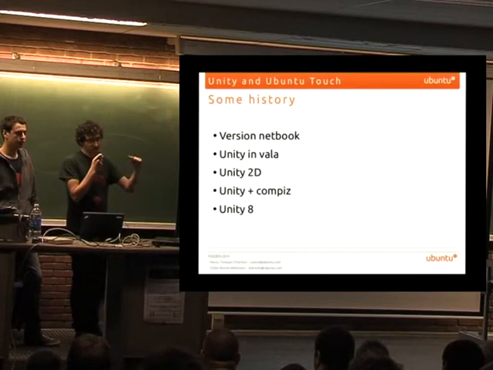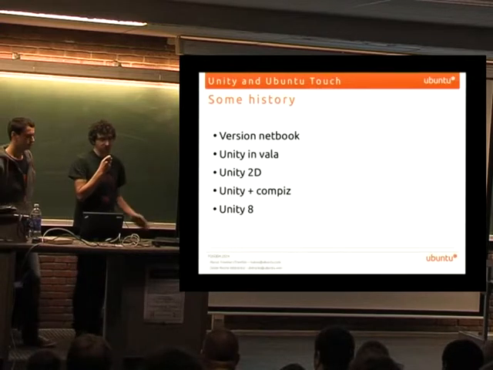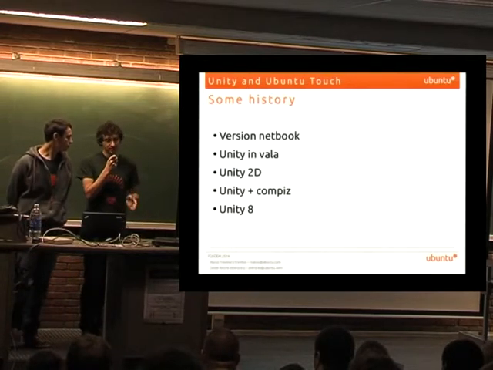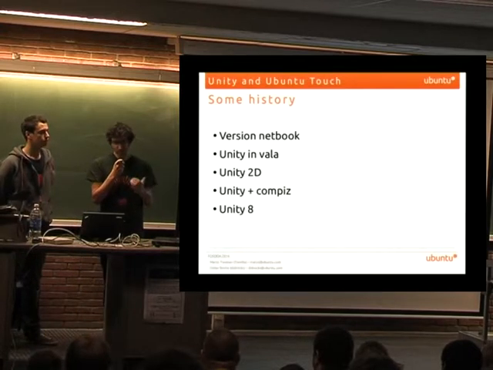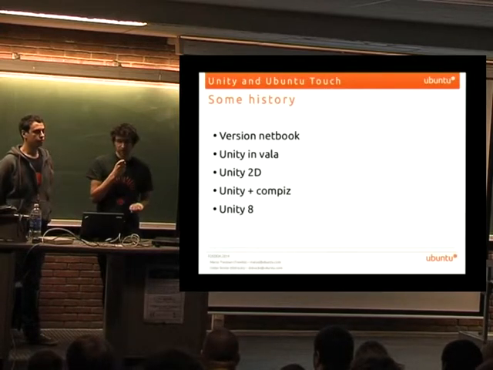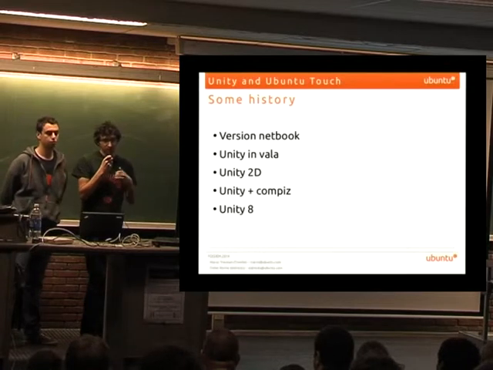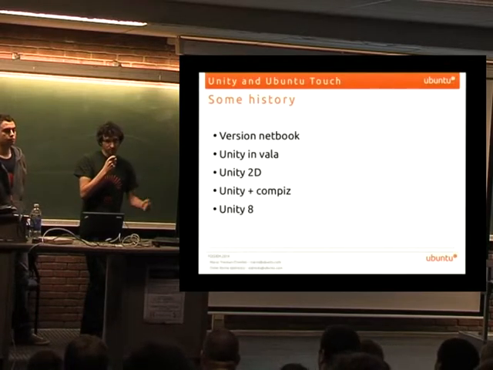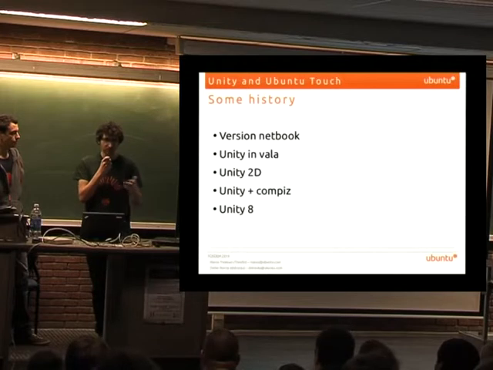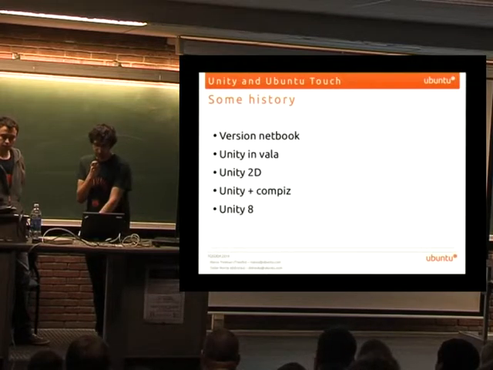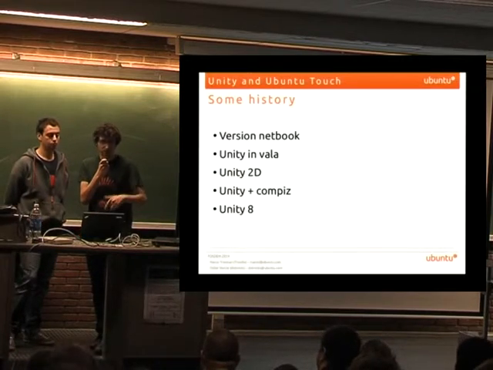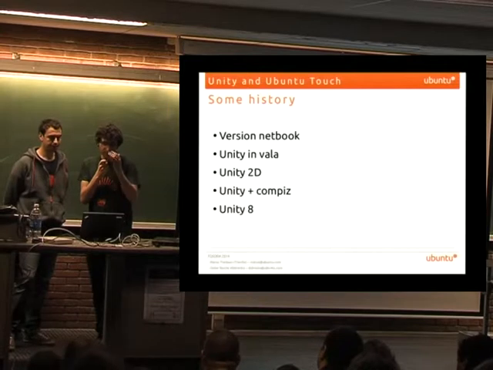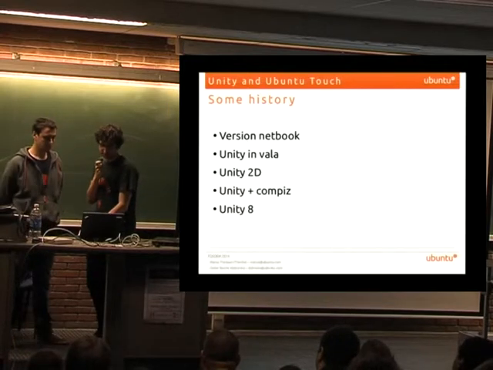And the Unity which is available on Touch today is Unity 8, which is a new rewrite of Unity 2D in QML, but with Qt 5 and QML 2. And this version of Unity will be what will become the desktop version in the future, once we have converged between the desktop, tablet, and phone. So now I think that Marco is going to talk more about the desktop version of Unity, and then I will transition to the phone, Mir, and the tablet version.